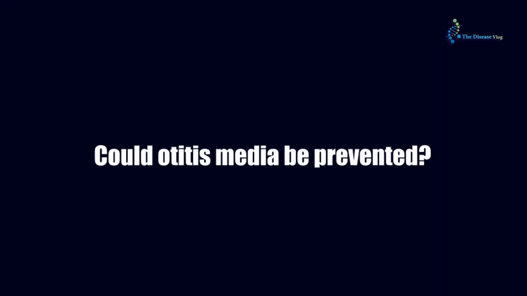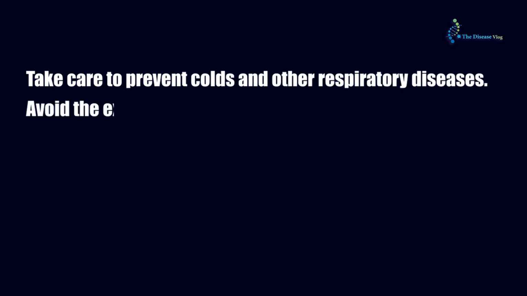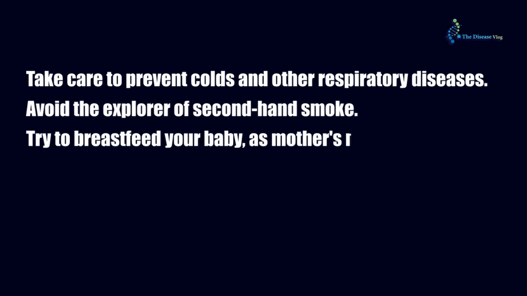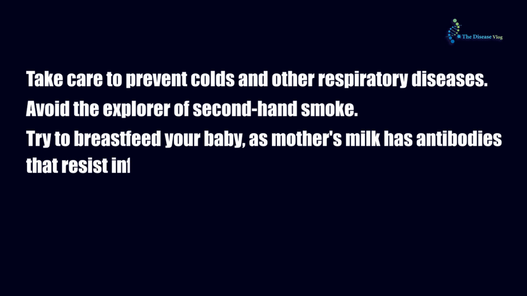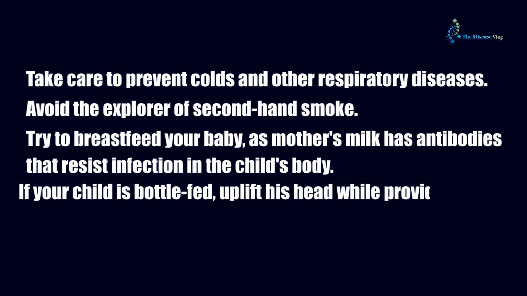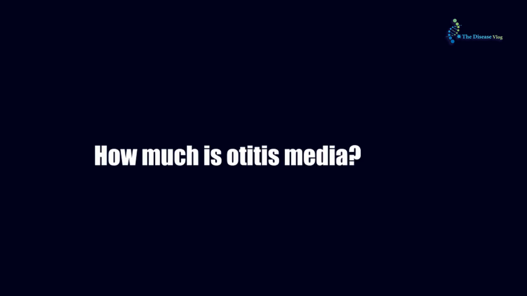Could otitis media be prevented? Here are some suggestions that could reduce the risk of getting a middle ear infection. Take care to prevent colds and other respiratory diseases. Avoid exposure to secondhand smoke. Try to breastfeed your baby, as mother's milk has antibodies that resist infection in the child's body. If your child is bottle-fed, lift his head while giving milk. This position prevents the backward flow of fluid toward the Eustachian tube. Get your children immunized.